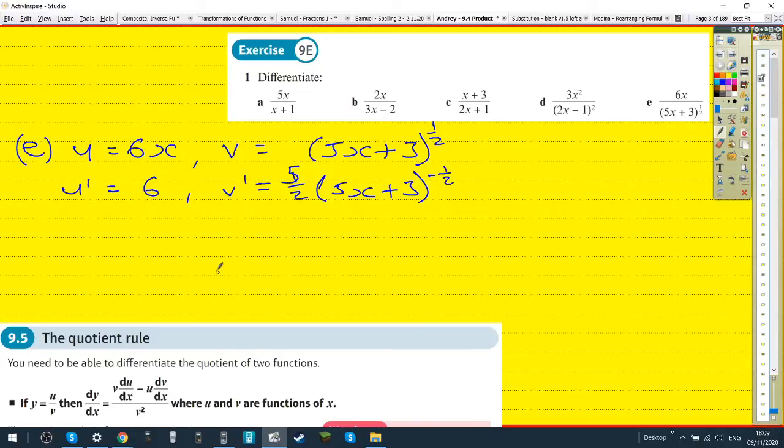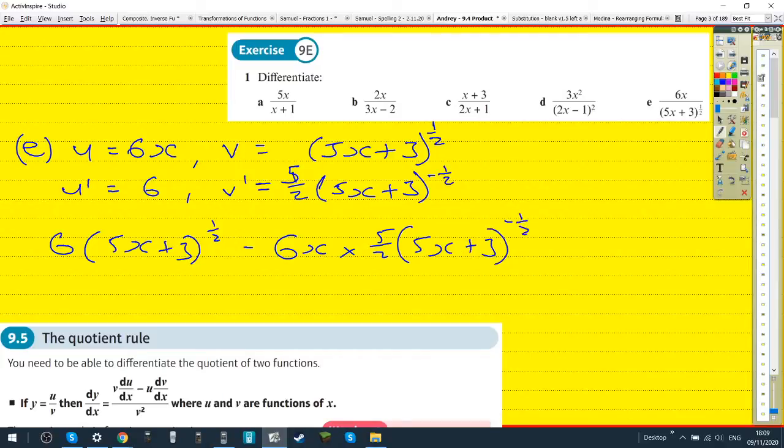And so that'll be equals to 5x plus 3 to the power of a half times by 6 minus 6x times 5 over 2 times 5x plus 3 to the power of minus a half, all over 5x plus 3 to the power of a half squared.